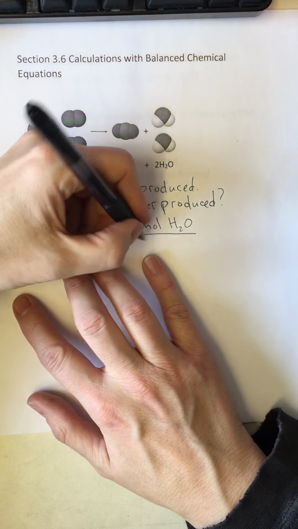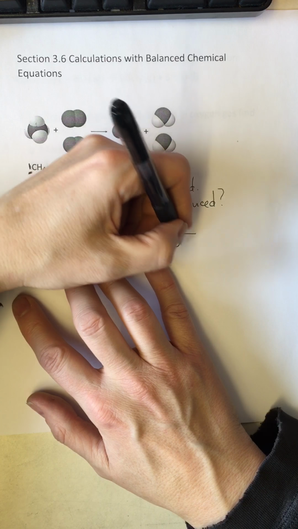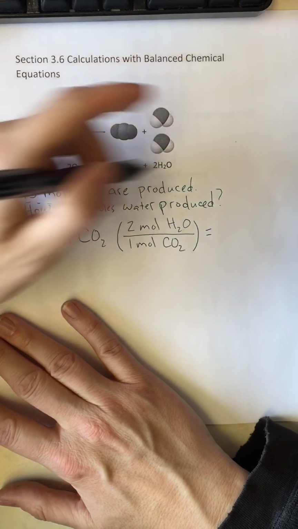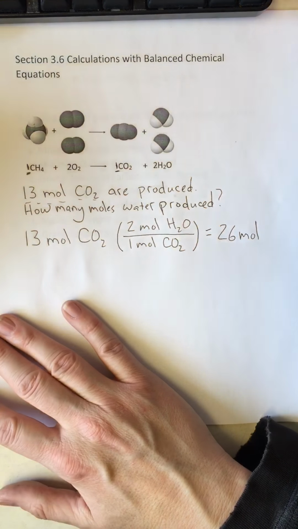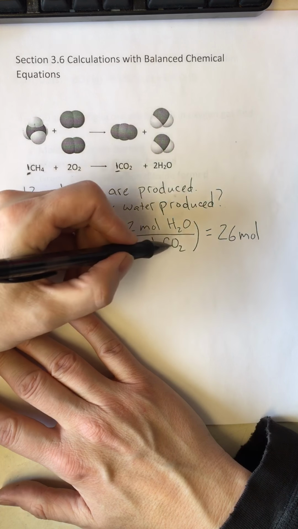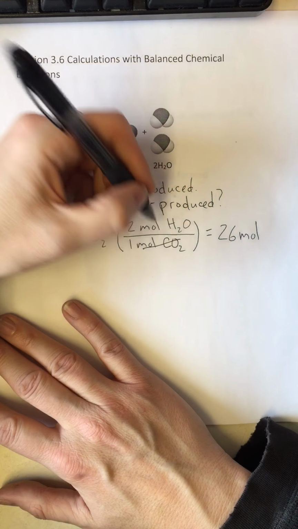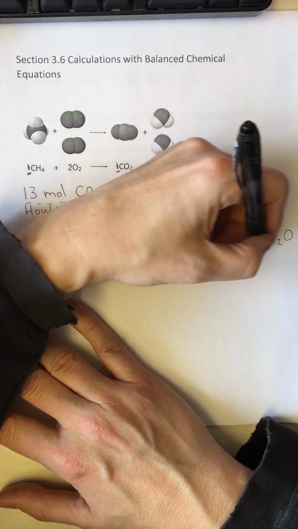Divided by 1 mole of CO2, 13 times 2 is 26, right? But let's be careful. 26 moles of what? Moles of CO2 divided by moles of CO2 is 1. Moles of water, that's how much. Okay.